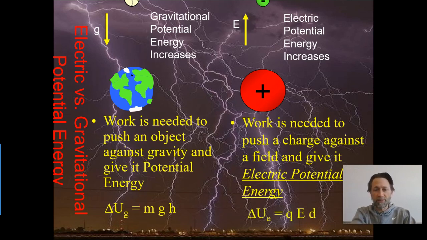And notice that the electric potential energy equation mirrors this gravitational potential energy equation. We have a fundamental unit, which is mass there. We have a fundamental unit, which is charge here. We have a gravitational field, g, and we have an electric field, E. And in both cases, we have a distance that the object is moved away in that field in order to give it that potential energy.